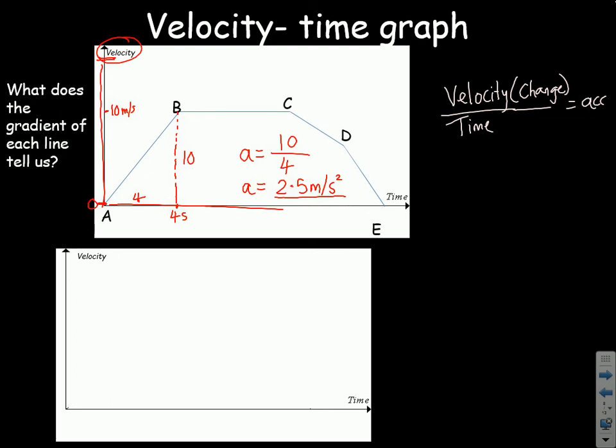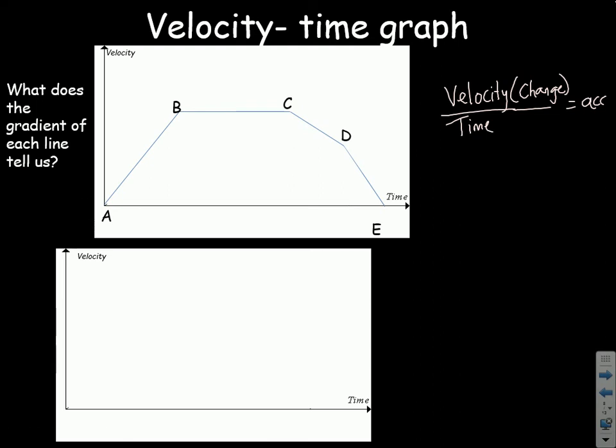Okay, before we do a different example, it is very important that we have a look at one other thing with these velocity time graphs, and that is the distance travelled. Sometimes in exams on the higher paper they might ask you to calculate the distance travelled. Now the distance travelled on a velocity time graph is calculated by looking at the area underneath the graph. So let's say the question said, what is the distance travelled of the object between point A and point C?